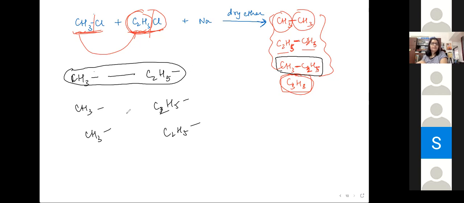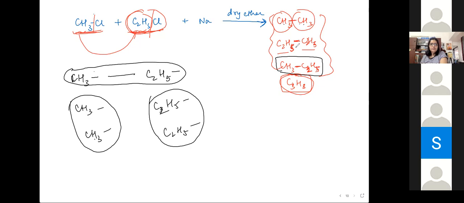C3H8, 3 plus 5, 8. If this bumps into this, CH3, you get ethane, C2H6. And if this bumps into this, you get C2H5, C2H5. I can say this is bumping into this, same as the C3H8 only. So you need to look at permutations and combinations between whatever is available in the reaction vessel, which is a methyl group and an ethyl group. That's why these are the 3 possibilities you get.